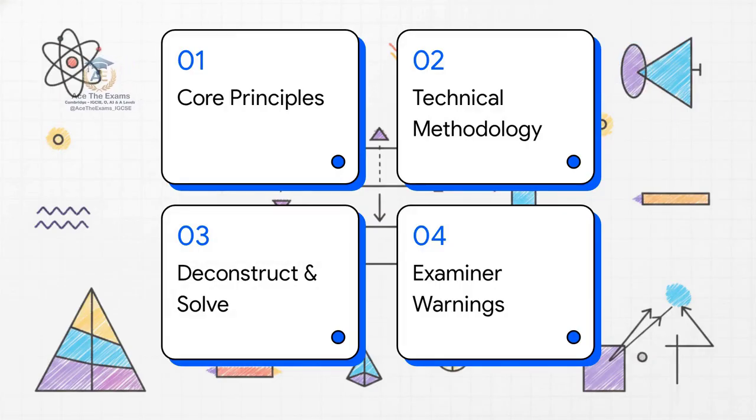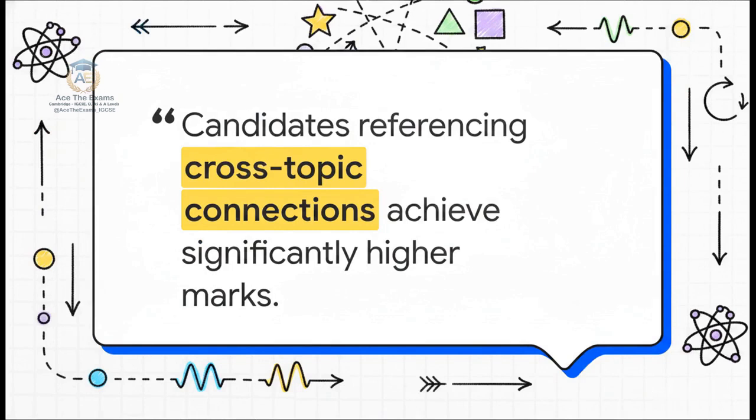Let's move. I want to start with a direct, incredibly revealing insight straight from the principal examiner reports. I want you to really let this quote sink in for a second. Candidates referencing cross-topic connections achieve significantly higher marks. Okay, what does that actually mean for you in the exam room? It tells us right away that mastering energy levels and line spectra is not just about memorizing isolated standalone facts. The examiner's throwing a spin ball, testing if you can see the bigger picture.